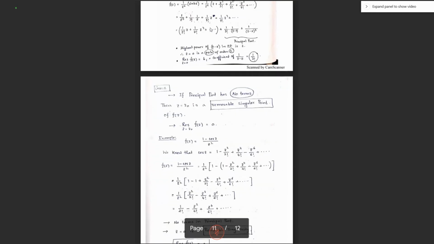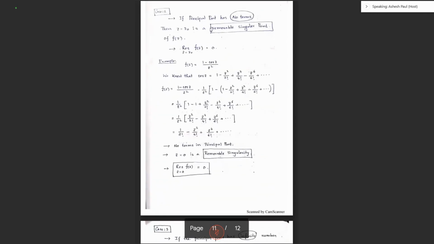So I am going to the next problem, the next case. Case 2 says that if the principal part has no terms, then z equal to z0 is called a removable singular point. So when there are no terms in the principal part, we cannot say z equal to z0 is a pole. Rather, we say the singular point is a removable singular point.